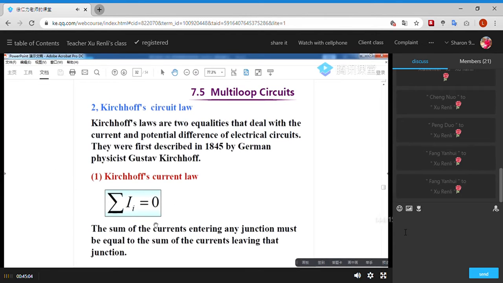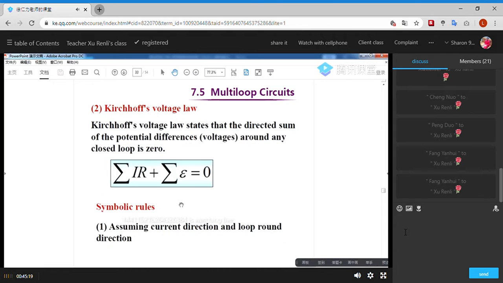The physical meaning of Kirchhoff's current law is charge conservation. Because of charge conservation, we get Kirchhoff's current law. And due to energy conservation, we get Kirchhoff's voltage law. So Kirchhoff's voltage law is based on energy conservation.